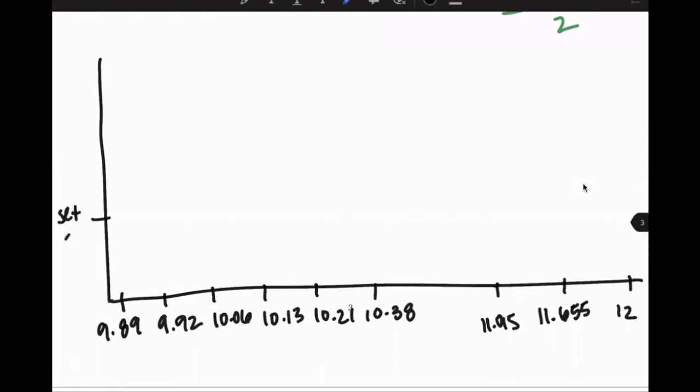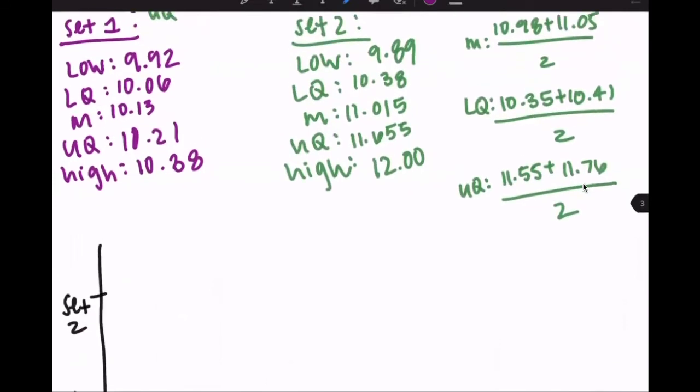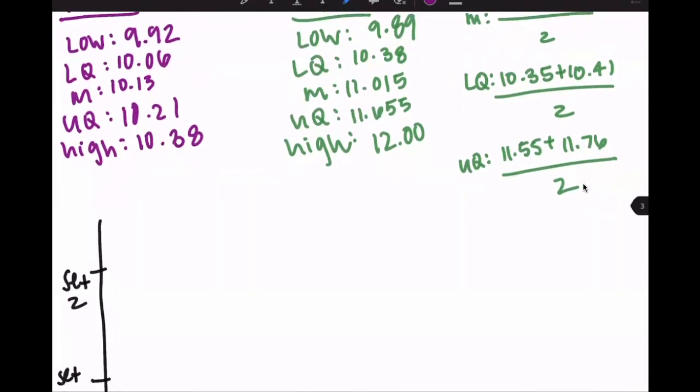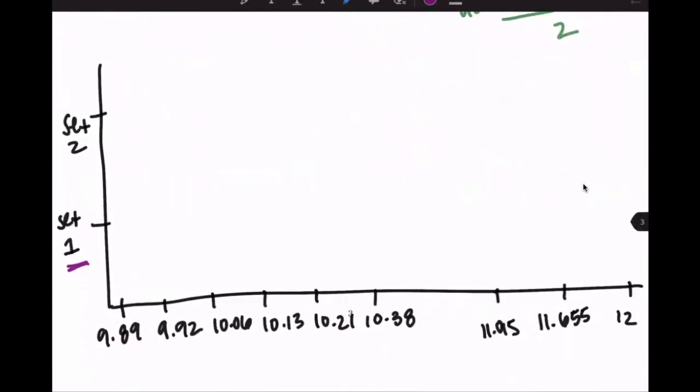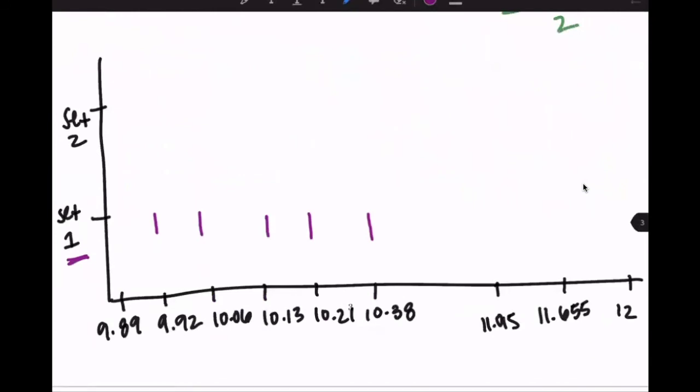Then we'll label set 1 and set 2 over here on the sides. All right, and if y'all remember, set 1 was purple. You see all of the numbers that we had labeled, the lower quartile, the median, the upper quartile, and the high, are all going to get tick marks. So 9.92, 10.06, 10.13, 10.21, and 10.38, because those are the 5 numbers. Those all get vertical lines. The next step is to draw a horizontal line through it. The last step is to make the middle 3 a box. And there you have it. There is your box plot.